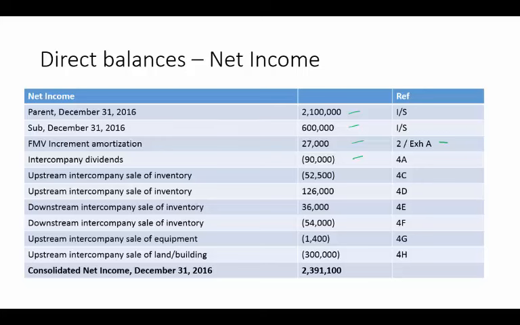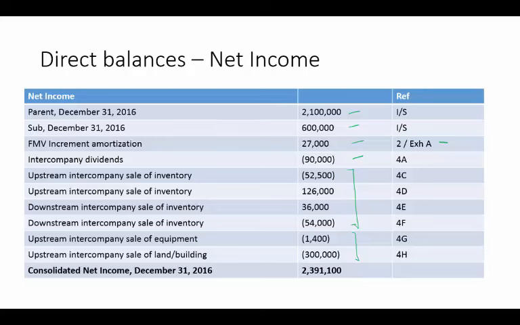We eliminate the intercompany dividends. We have all 4 of our intercompany inventory transactions, all which impacted net income, and our 2 intercompany sales of capital assets, to bring us to consolidated net income of $2,391,100. As I mentioned, there are 2 other ways we could get here. We could look specifically at logic, what sort of things to include in our net income calculation, and there are examples in your workbook of how to do that.